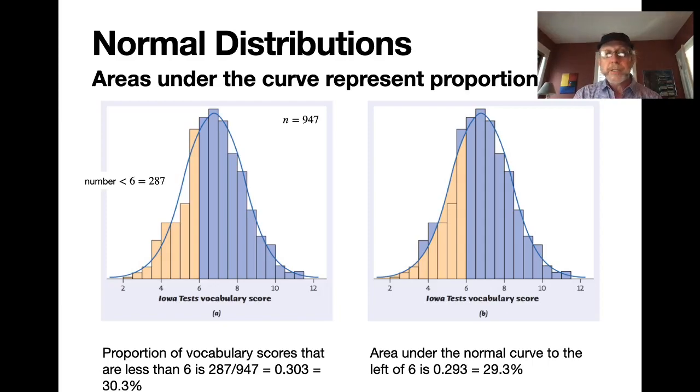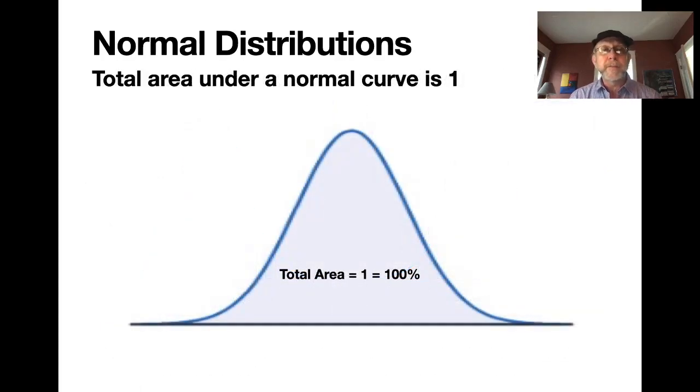Normal distributions have some properties that are constant, that don't change no matter what normal distribution you're looking at. The most important one is that the total area under the curve is 1. As a percentage, that would be 100%. And this just corresponds to the property of a histogram that the total fraction of data in the entire histogram is 100%. So all normal curves are going to have a total area under the curve of 100% or 1.